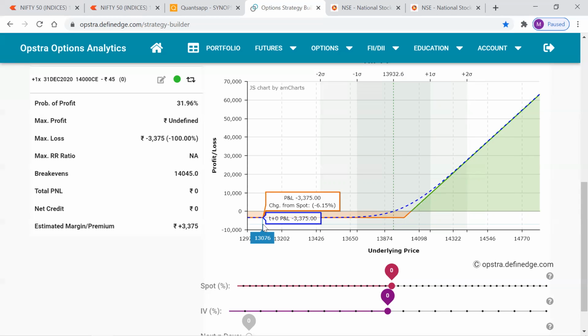It's very simple. When you're dealing with options, you just need to have a view. If you're bullish, buy calls. If you're bearish, buy puts.